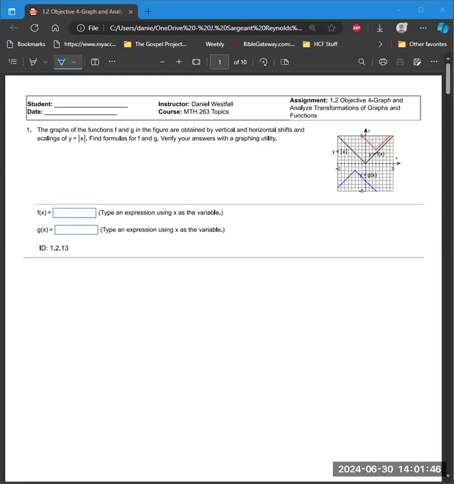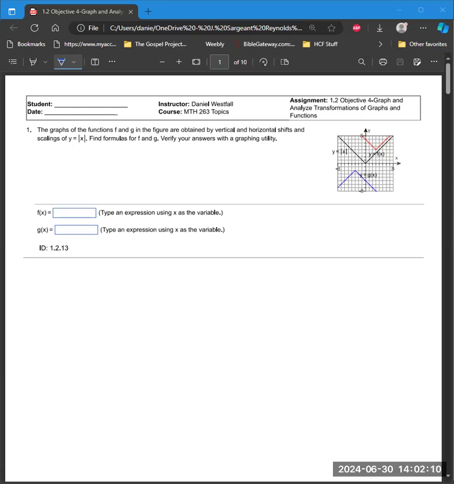In this video, we're going to talk about 1.2 Objective 4, where we graph and analyze transformations of graphs and functions. So let's go ahead and get started. The graphs of the functions f and g in the figure are obtained by vertical and horizontal shifts, and the scalings of y equals the absolute value of x. Find the formulas for f and g and verify your answers with a graphing utility.